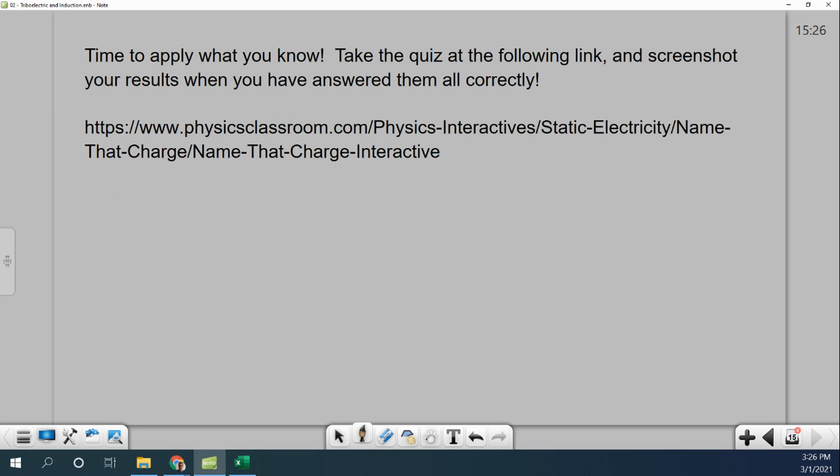Now I want you guys to practice with this a little bit. Well, it's not really a quiz. It's more of like an interactive activity thing, but take the quiz at the following link. Screenshot your results when you've answered them all correctly. When you get it right, you should get a little star beside it. When you've got all your stars, it'll give you a little like certificate of completion at the end. Give it a shot. So again, hopefully this link is posted in your Google Classroom.